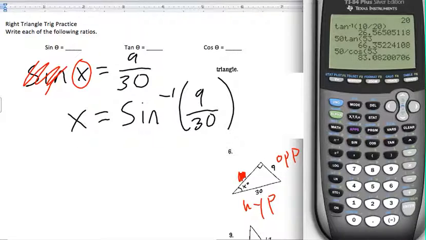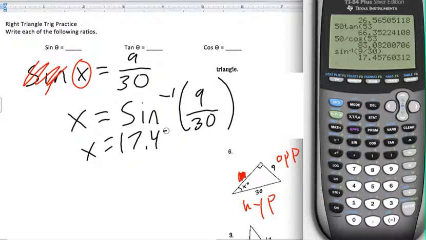And that's something we can just type into the calculator. Inverse, you have to push second sine. And look, this looks like a -1, but it's pronounced inverse. It means reverse, or it means backwards. And we get the value for our angle, which is 17.457, or 17.458, I think, if we round up.